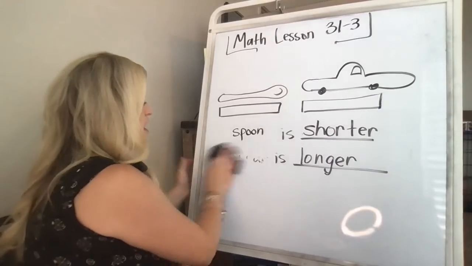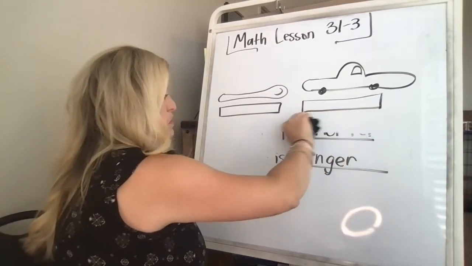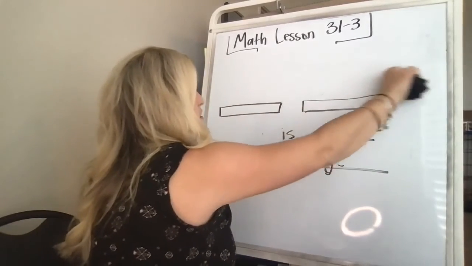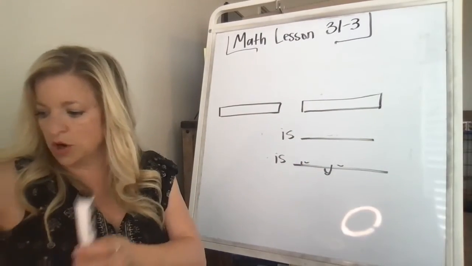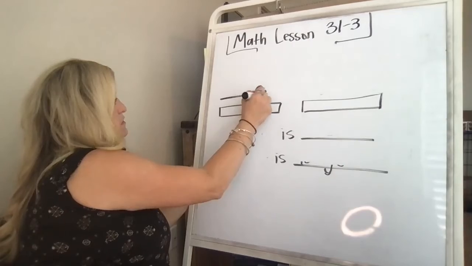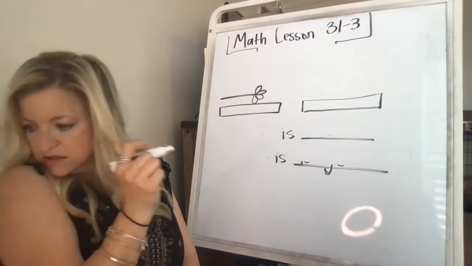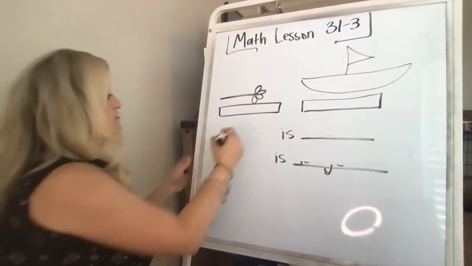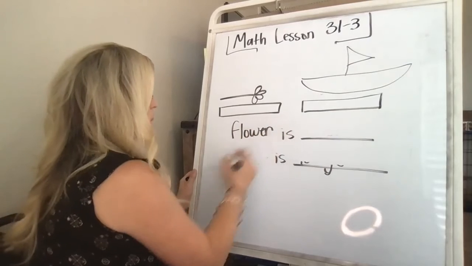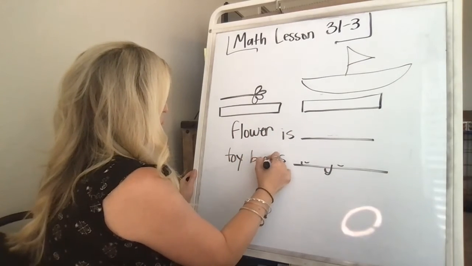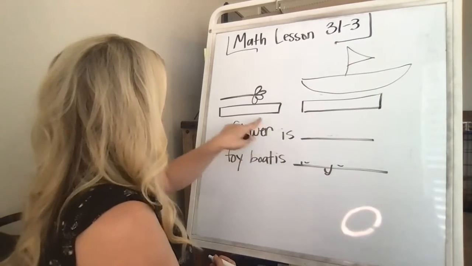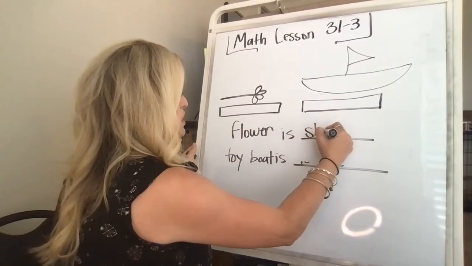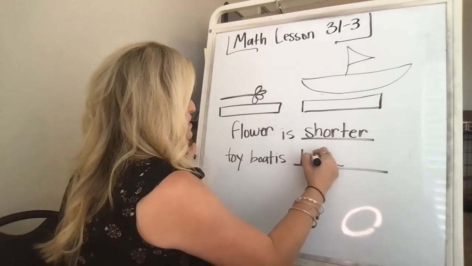The next one has a flower. Just in case these are different. This one has a flower compared to a boat. So here's our flower. And here's our boat. So the first line says the flower and the toy boat. So the flower is definitely shorter than that piece of paper, and the boat is longer. So that means the flower is shorter and the boat is longer.